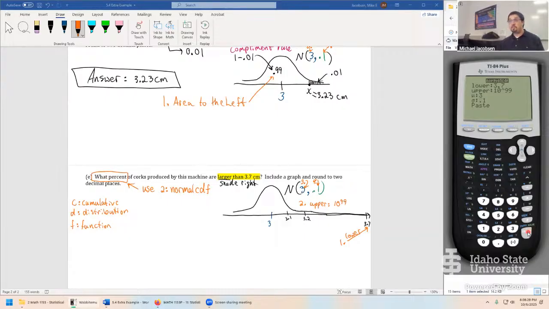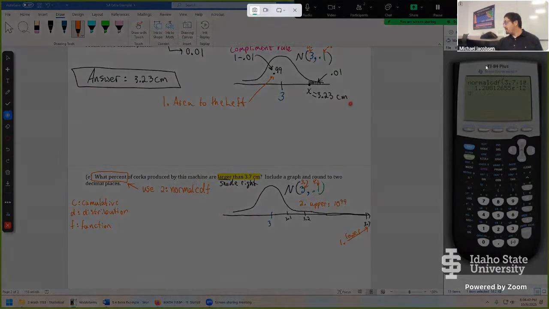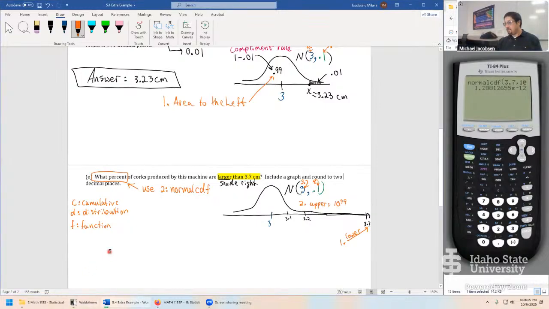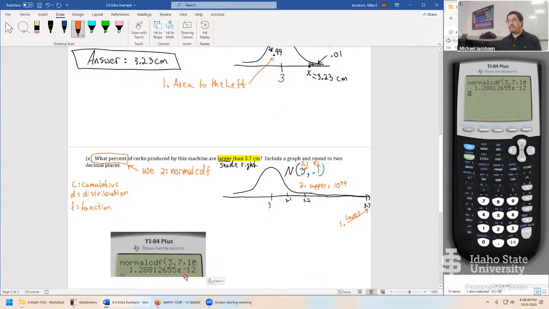Again, this does come up in the MyLab Statistics homework. This is a confusing situation. We did everything right, and we get this: 1.2881 E negative 12. Let's grab that as a screenshot. Anyone happen to know what E negative 12 would convey in the calculator here?